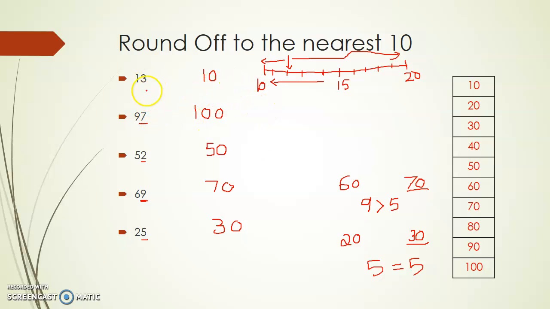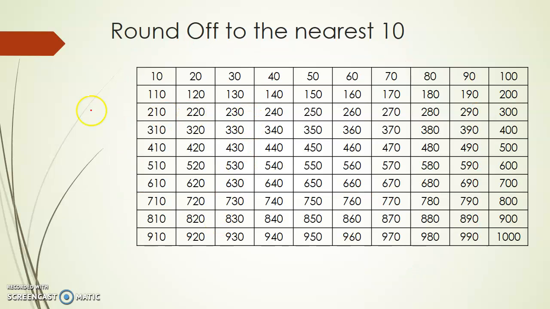These are all 2-digit numbers. Now let us look at a few examples with 3-digit numbers. For 3-digit numbers, counting by 10, I'll send this number card to you. Please go through this chart so that this will help you count in tens better. Count the numbers in tens from 10 to 1000.